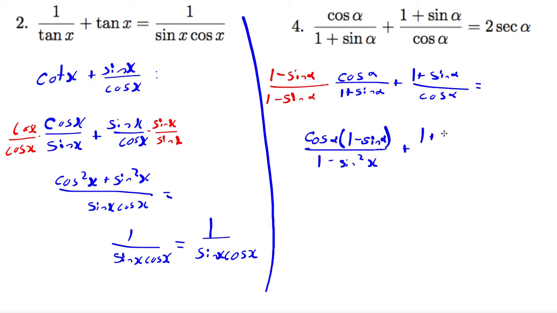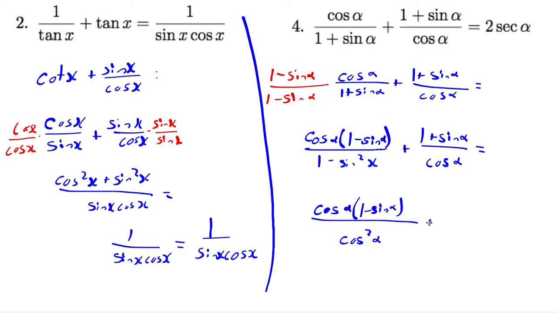So notice there, I didn't distribute in that cosine. I didn't do anything with the numerator. I just said, hey, I'm multiplying these. And the reason is 1 minus sine squared of alpha is a Pythagorean identity. That's cosine squared of alpha. So now you can see that cosine over cosine squared reduces to just 1 over cosine. So I get this.